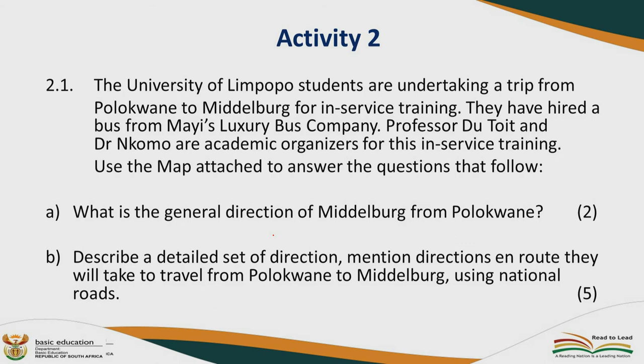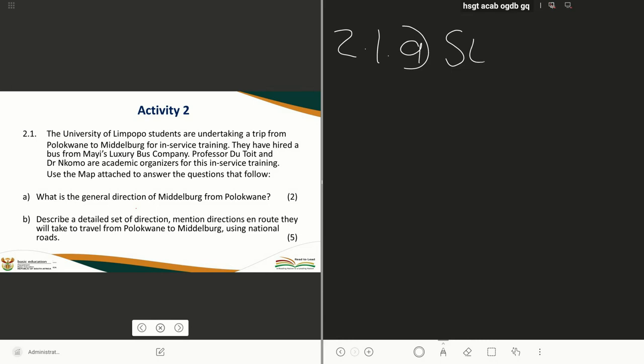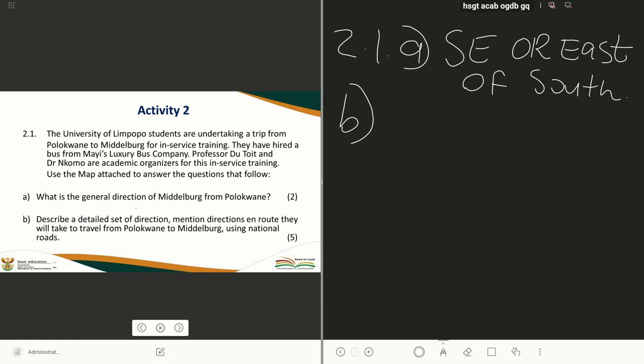The correct answer there would be southeast. The other person will say east of south. That is correct, as long as you are not saying east south, but you say east of south. Let me write it in full: east of south. But I think to avoid confusion, you can just stick to your southeast, because southeast is then the correct answer. B, describe a detailed set of direction.